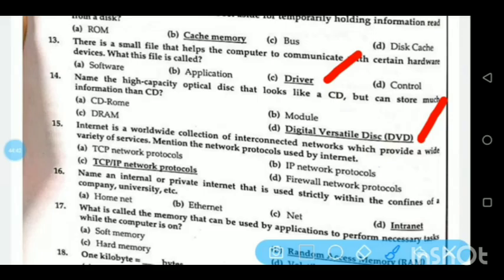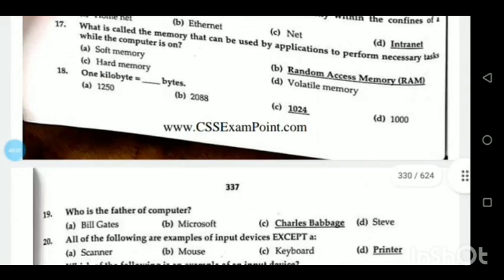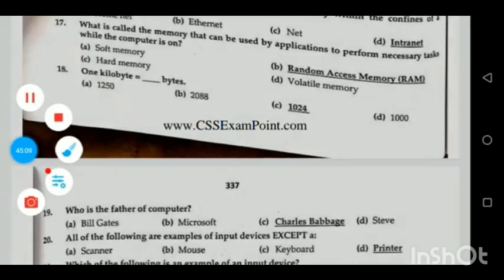Digital Versatile Disc, DVD. Internet is a worldwide collection of interconnected networks which provide a wide variety of services. Mention the network protocols used by Internet, TCP or IP network protocols. Name an internet or private internet that is used strictly within the confines of a company, university, etc. Intranet.